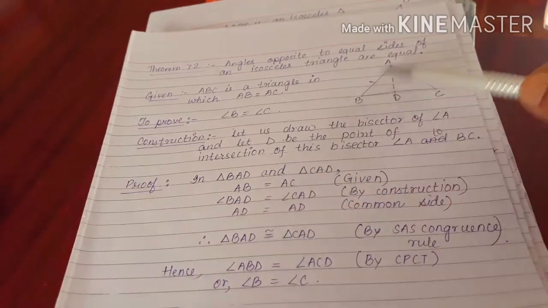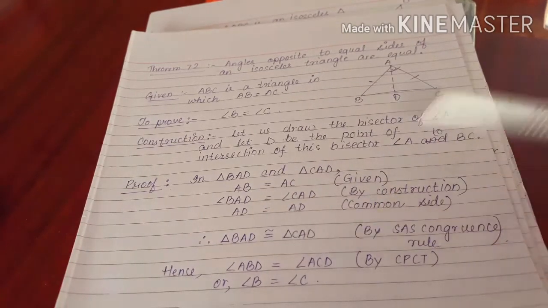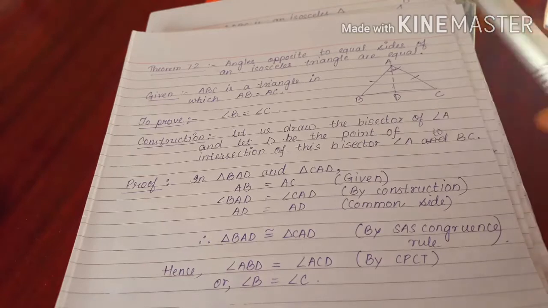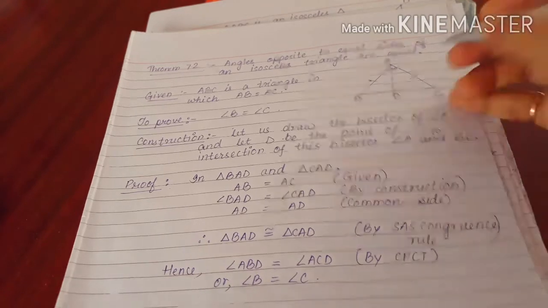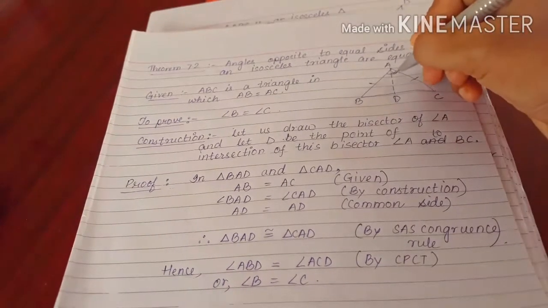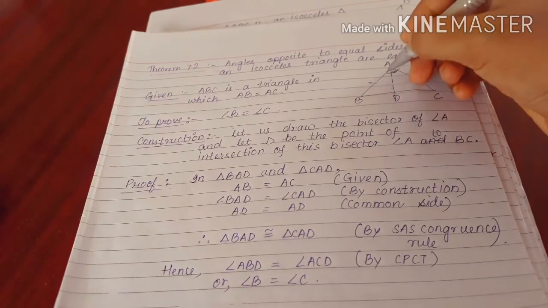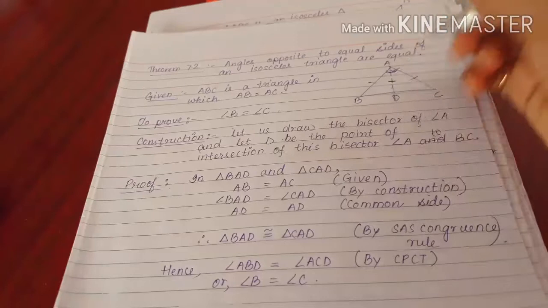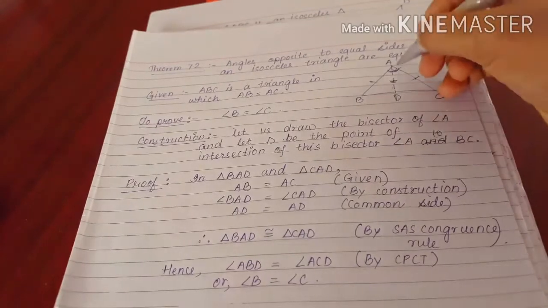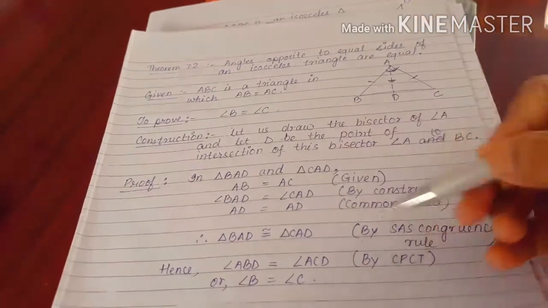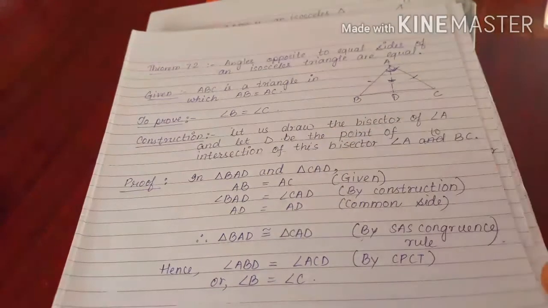Therefore, we can say triangle BAD is congruent to triangle CAD. So by which criterion will it be congruent? This is a side, and this one angle is equal to the corresponding angle of the other triangle, that means this angle, and this side is common. Okay, so by side, angle, side, by the SAS congruence rule, the two triangles will be congruent.